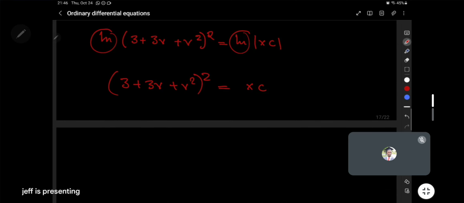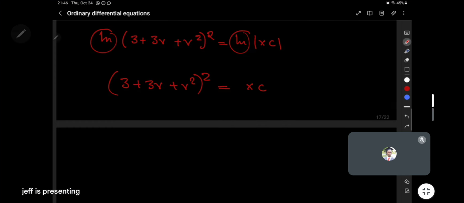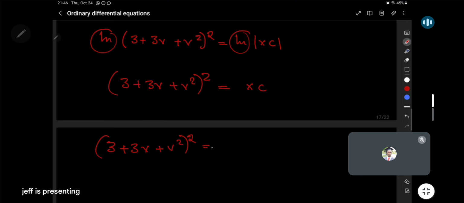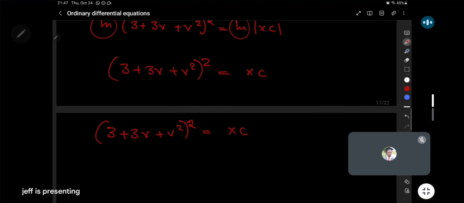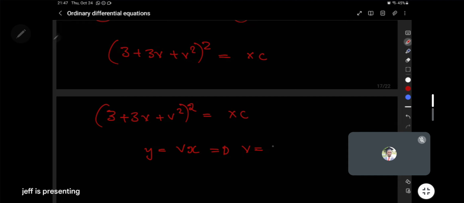Okay, so we now have this expression. But remember, this is not what we're looking for. What we're looking for is an expression for y and x. v only showed up so that we are able to use separation of variables. But now that we are done with the integral and solving the differential equation, we can now recall that we did say y was equal to vx. This implies that v is actually just equal to y over x.